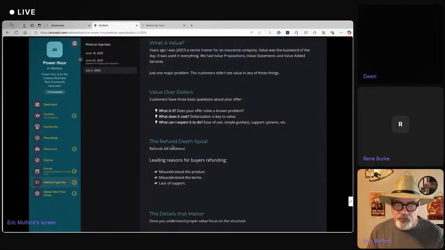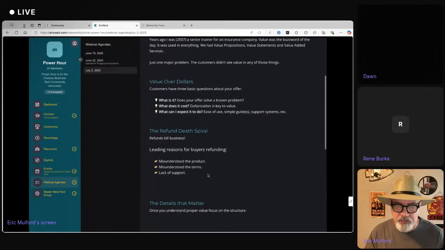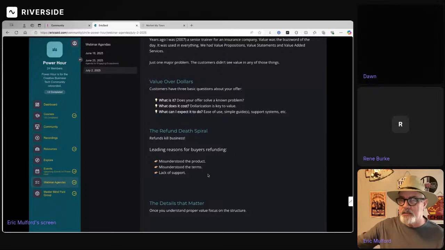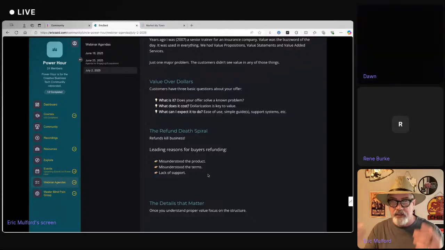So the leading reason for buyers refunding is, number one, they misunderstood the product. They thought this product did something that it doesn't do. That's a real common problem, because people are spinning this out as if it were the greatest thing since sliced bread. They're spinning it out in a way that if you don't have to know anything, you don't have to do anything, you just buy this and money will start flowing into your account. And I've literally seen sales pages that said that.